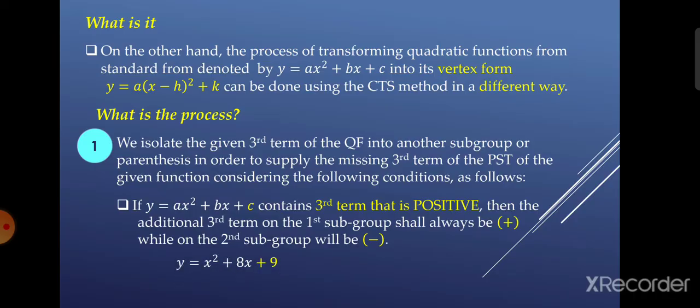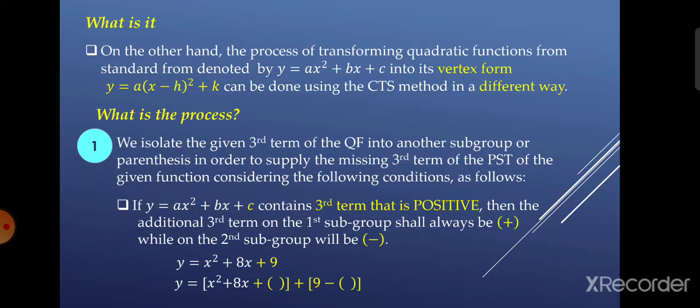The given is y is equal to x squared plus 8x plus 9. So the plus 9 is the third term, which is positive. So where do we see the plus and minus? Y is equal to, the first subgroup is in brackets, x squared plus 8x plus blank, then close bracket. Then plus the second subgroup. The plus sign outside the bracket comes from the plus 9.